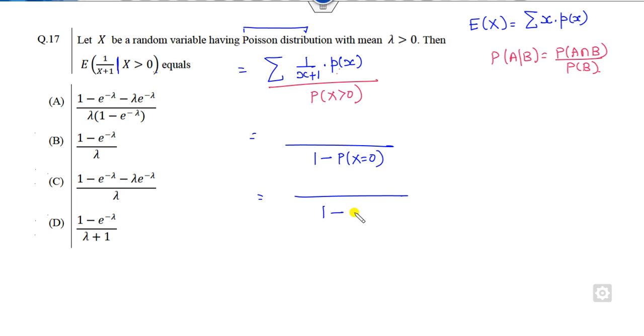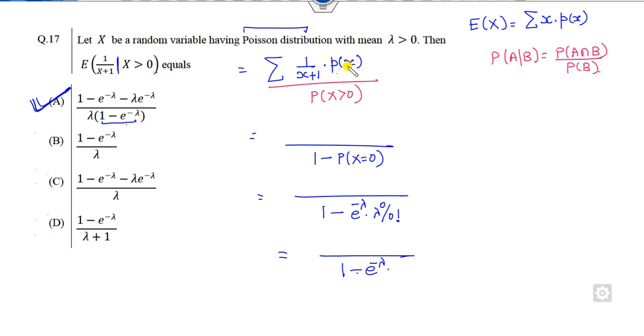What is the answer of this? This is e raised to power minus lambda of 0 divided by 0 factorial. That means clearly only the first option is there which involves this part. So the right answer is here. Otherwise, how can you solve this part?